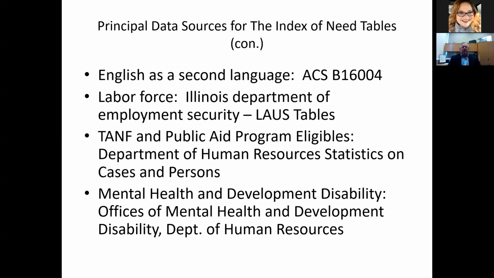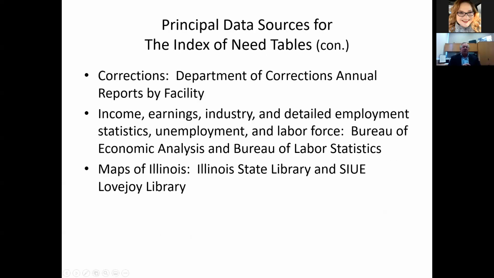We do get mental health and development disability data from the Office of Mental Health and the Office of Development Disability, although those numbers have been more difficult to obtain since the department was reorganized 2 years ago. Corrections data comes from the annual reports by facility from the Department of Corrections. When we need more detailed data on income, earnings, industry of employment, or more detailed employment statistics with respect to unemployment and the labor force, we go to the Bureau of Economic Analysis and the Bureau of Labor Statistics. Our maps are generally drawn from the Illinois State Library or from SIUE's Lovejoy Library.